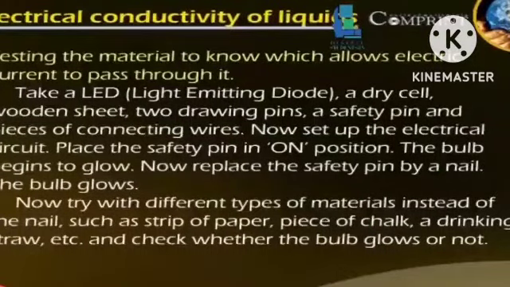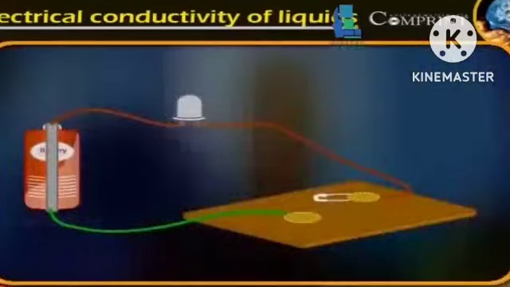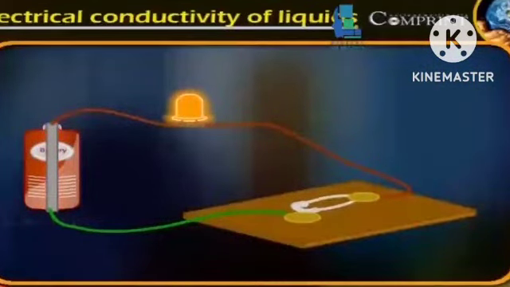Testing the material to know which allows electric current to pass through it. Take an LED, a dry cell, a wooden sheet, 2 drawing pins, a safety pin and a piece of connecting wire. Now set up the electrical circuit. Place the safety pin in the on position. The bulb begins to glow.